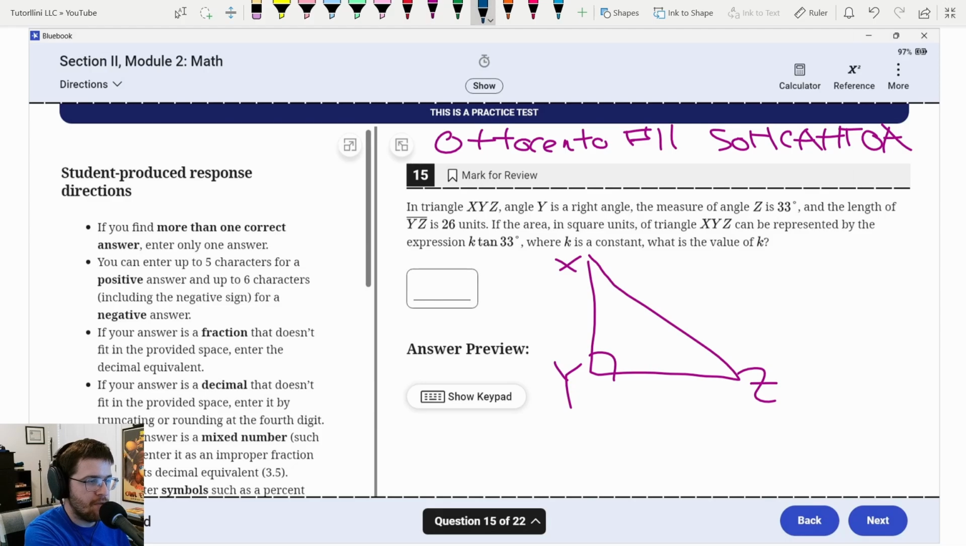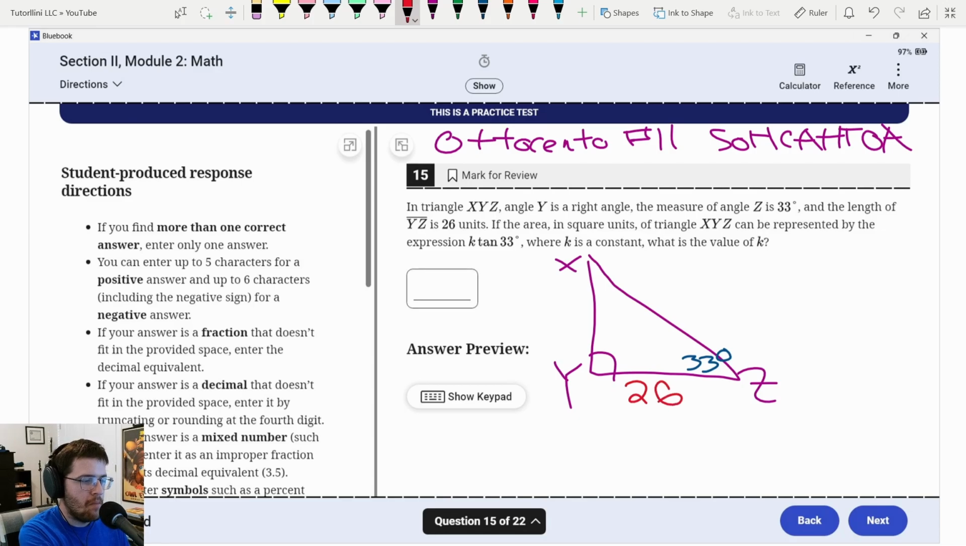And they tell us the measure of angle z is 33 degrees. I go over this in the video. You don't need to go and find this other angle. You can just use the one they gave you. It's almost always what they want you to do. It's not really a math thing. That's just how standardized tests work. Okay, so it says the length of YZ is 26 units.